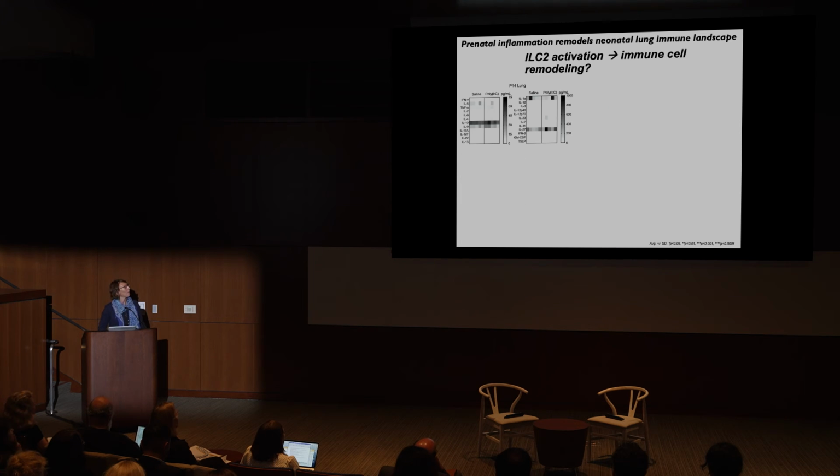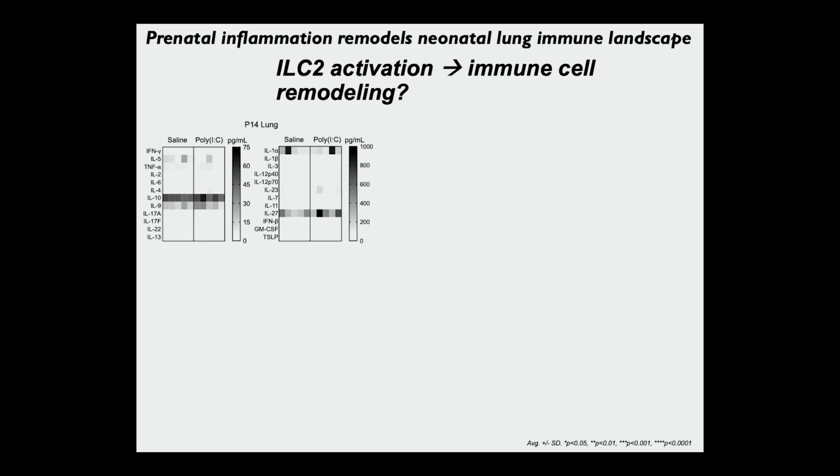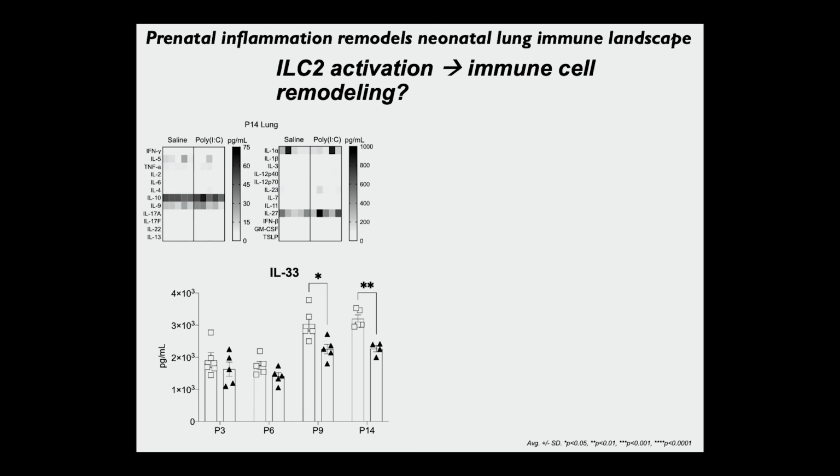Diego also profiled all the cytokines in the lung, and this is just to show you that there's really no differences at P14 detectable by these kind of broad cytokine assays, except IL-33. You'll recall that IL-33 is one of the alarmins that activates ILC2s. And what we see is actually that IL-33 is decreased in the lung in response to prenatal inflammation, and this was really surprising to us. How can you have a hyperactivated phenotype if the stimulus for these cells is decreased?